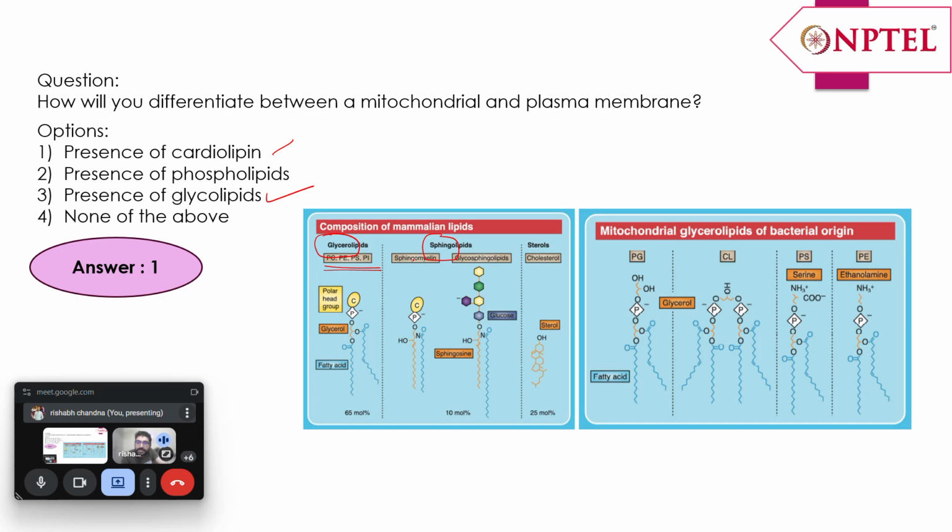Okay, then we have sphingolipids. In that case, we have sphingomyelin or glycosphingolipids in which carbohydrates are attached. Okay. In the case of phospholipids, we have different kinds like phosphatidylcholine. Then we have ethanolamine.